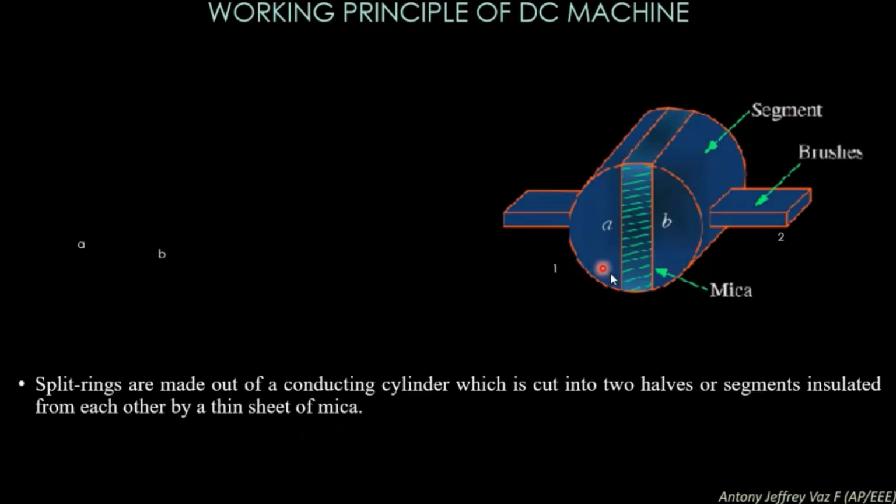Here, this cylinder is a copper cylinder, and in the center position it is cut into two halves, and this one is a mica. Here this is the A portion and the B portion of the split ring, and these are the two copper brushes, 1 and 2. This is the copper brush 1 and this is the brush 2. These brushes are made up of carbon as well as copper.